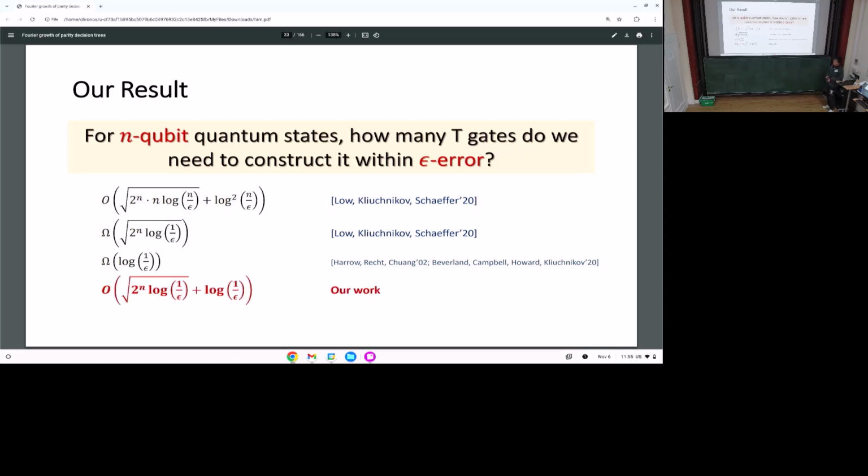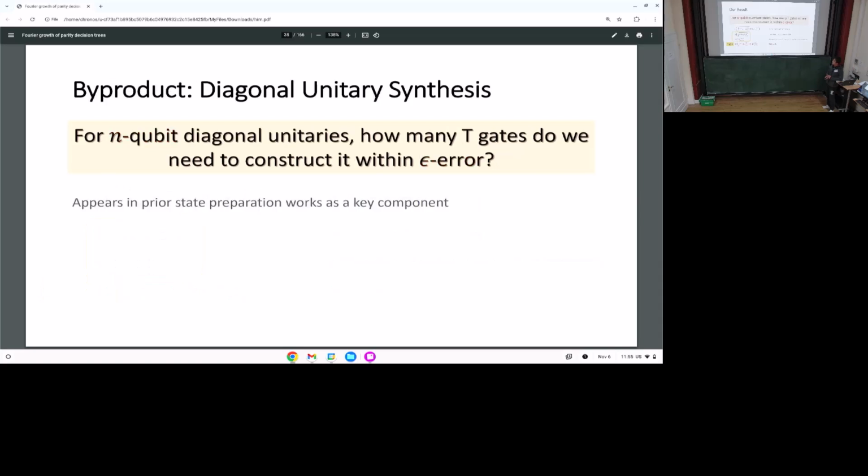And our result is to combine them in the upper bound sense. So we show that the upper bound can be improved to match the lower bound. So we have square root 2 to the n log 1/epsilon plus log 1/epsilon. Okay, so this is the main result of our work.